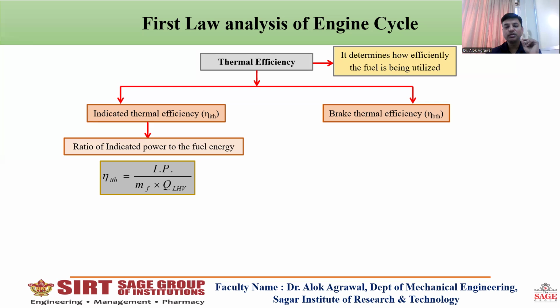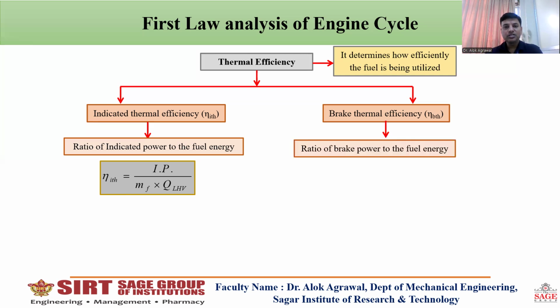If 1 kg of fuel is burned, it will produce some X amount of energy. So if MF amount of fuel is burned, that much energy will be supplied, which is the mass of fuel burned multiplied by its calorific value. So this is the indicated thermal efficiency of the engine.